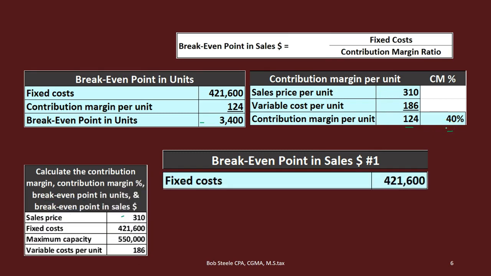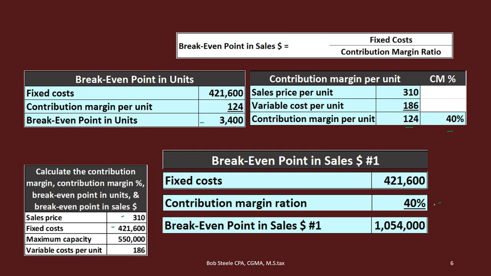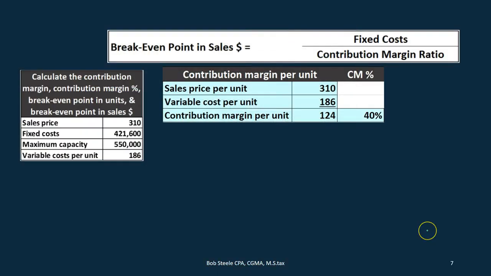Okay, so if we plug that in here, then we're going to take the fixed cost given to us here, things like the rent, $421,600, divided by the contribution margin ratio, which in this case is the 40%. And if we take this divided by the 40% or 0.4, we have the $1,054,000. So that's going to be the break-even point in terms of dollars. So here's the break-even point in terms of units. Here's the break-even point in terms of dollars. What's the other way we can think about that in order to calculate this?